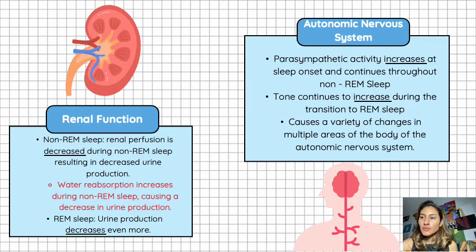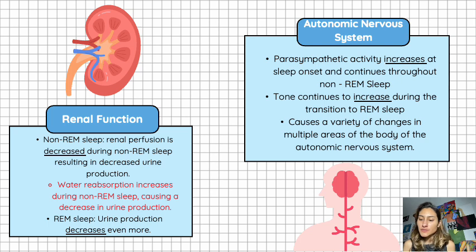Now we're going to talk about the autonomic nervous system. In general, parasympathetic activity increases in sleep at sleep onset and continues throughout non-REM sleep. The parasympathetic tone continues to increase during the transition to REM sleep. This increased parasympathetic activity causes a number of autonomic nervous system changes throughout several areas of the body, including the musculoskeletal system, thermoregulation, renal function, genital function, gastrointestinal function, endocrine function, cardiovascular function, sleep-related arrhythmias, cerebral blood flow, and respiratory physiology.